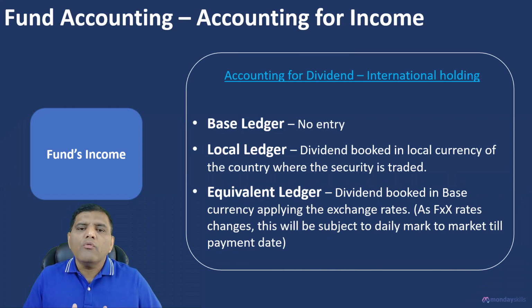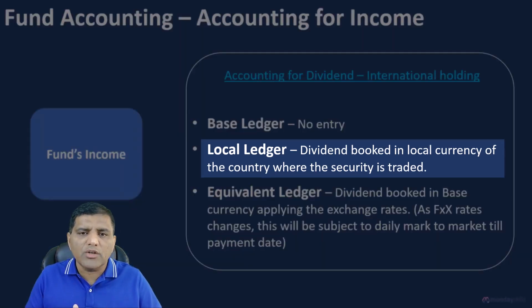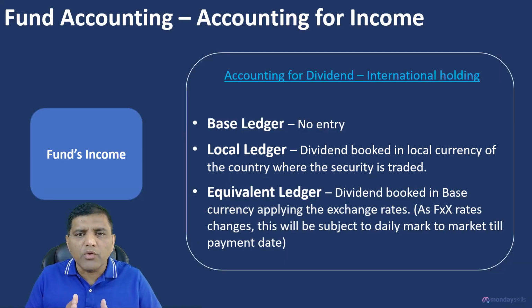If you are wondering what happens when the dividend is issued by a company which is outside of the base location, that is, if an international fund has invested in a company outside the base location, then how would these transactions be posted? If the dividend is posted for an international fund that has invested in a company outside the base location or outside of the base currency, then the dividend receivable and the cash received for the dividend will be posted to the local ledger of the country where the investment was made.